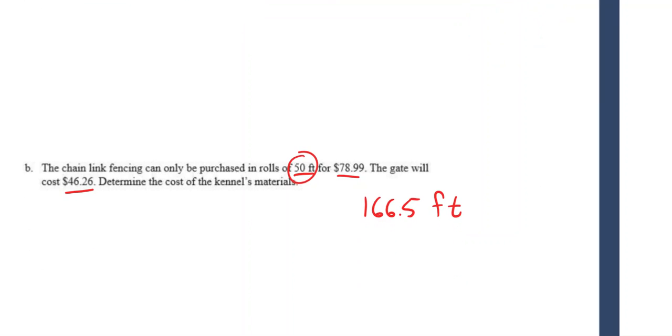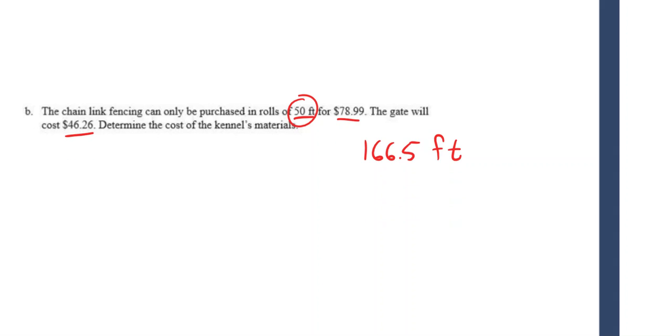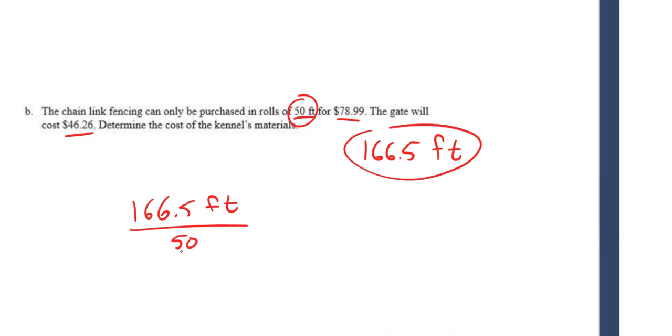Do you guys have any ideas? What would we do here? I have to figure out how many of those 50-foot rolls we need. If we have this many feet, and I want to know how many times 50 goes into that, that'll tell us how many rolls we need. So 166.5 feet divided by 50 is 3.33. What did I just find out when I did that?